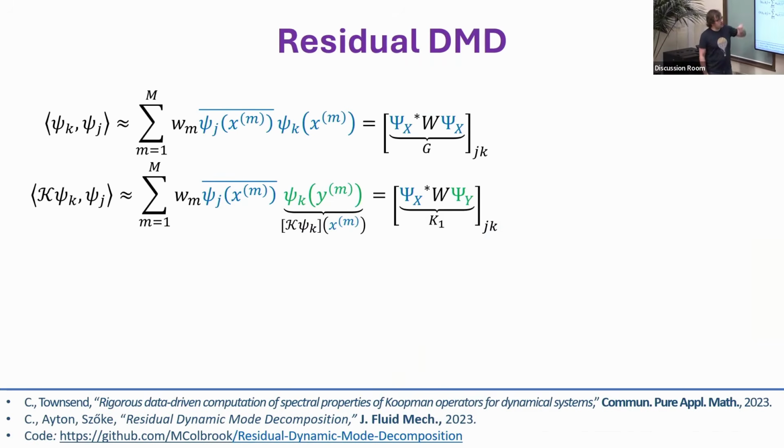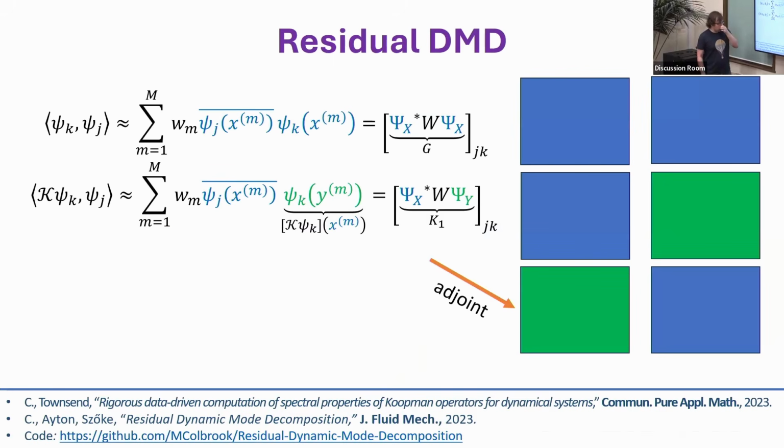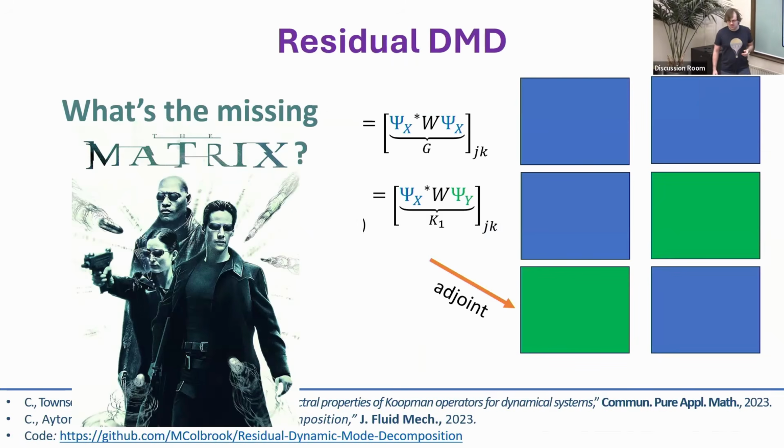So we have these two types of inner products. I quite like visualizing things, so I plot them in blocks. You've got blue, blue, blue, green, and you take the adjoint, you get green, blue. Half of the people in the room know what's coming next. What's the missing matrix?